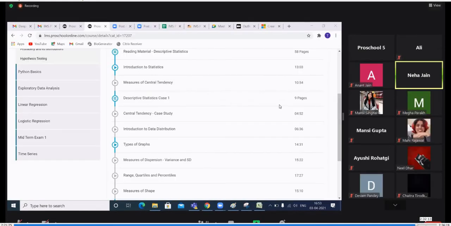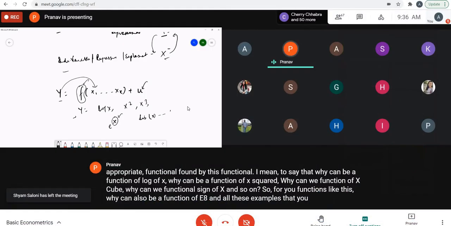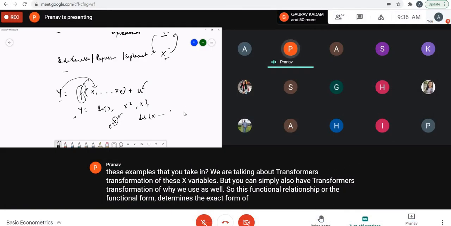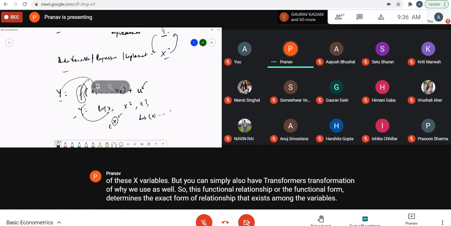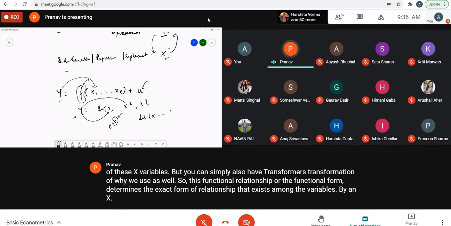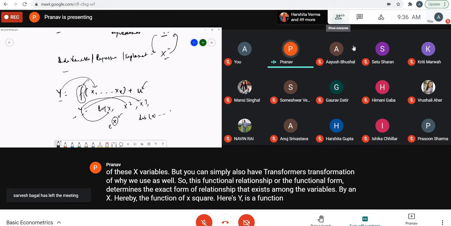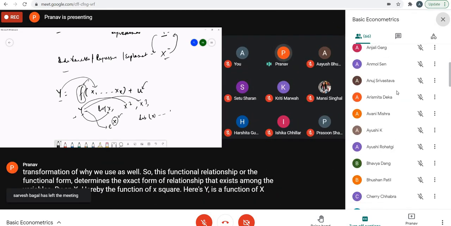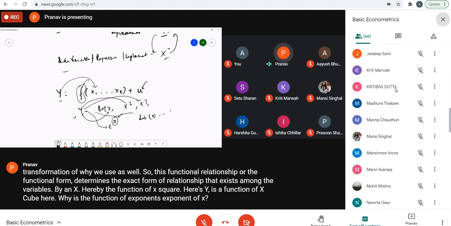This functional form determines the exact form of relationship that exists among the variables y and x. Here y is a function of x square. Here y is a function of x cube. Here y is a function of exponent of x. Here y is a function of sine of x.